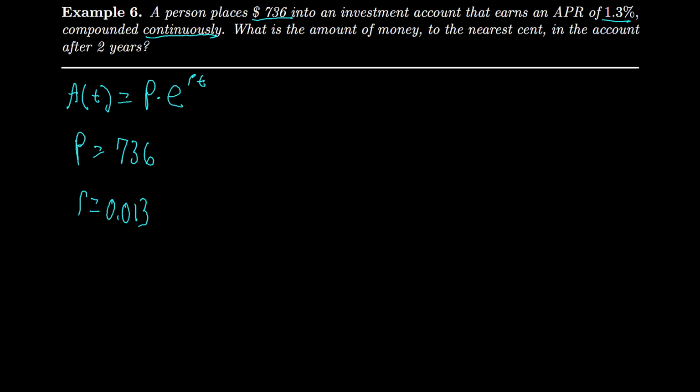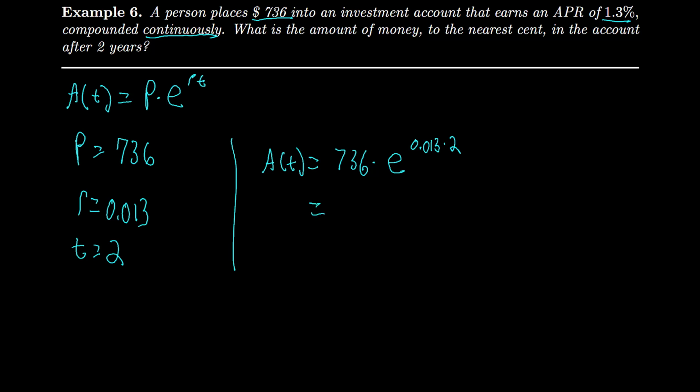And then it wants to know after 2 years, and t is still measured in years. So there's P, there's r, there's t. So then A of t must be, just doing the math here, 736 times e, which is a number, 2.718, to the 0.013 times 2. Now, this is literally a transcendental number like pi raised to some ridiculous power multiplied by some ridiculous money. Of course, you have to use a calculator to do this.